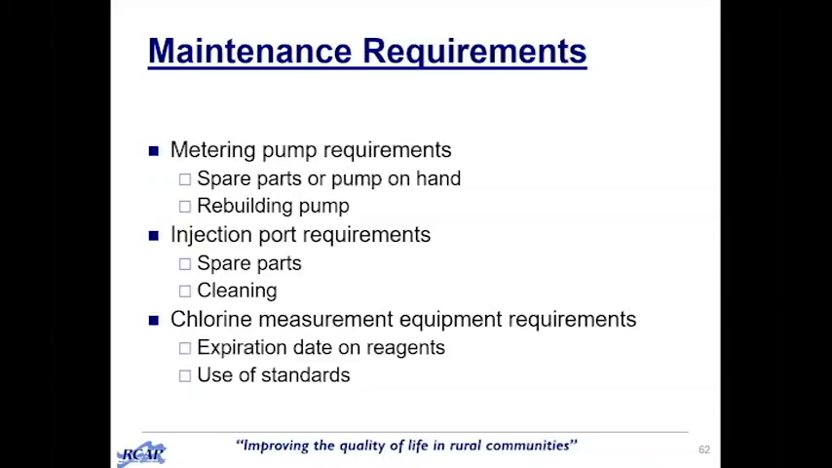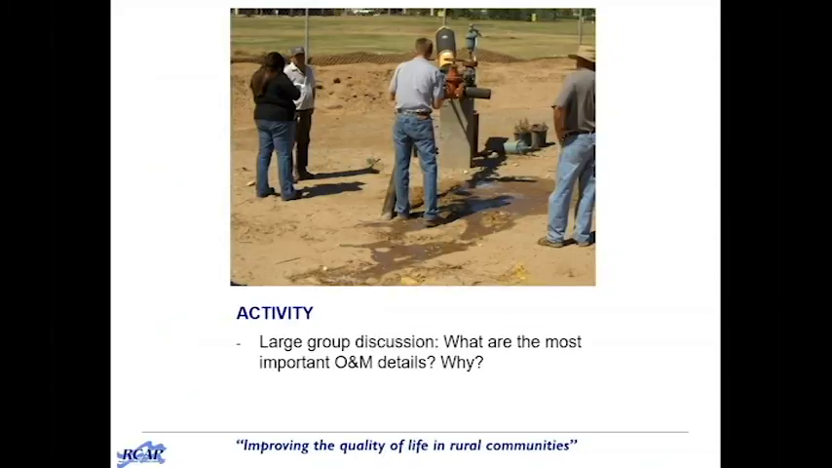So you have to be cognizant of the expiration date on your reagents, and also if you want to really be good at it, you will use standards for your measurement. We'll get back to that.